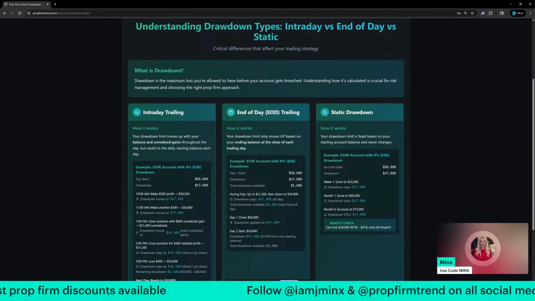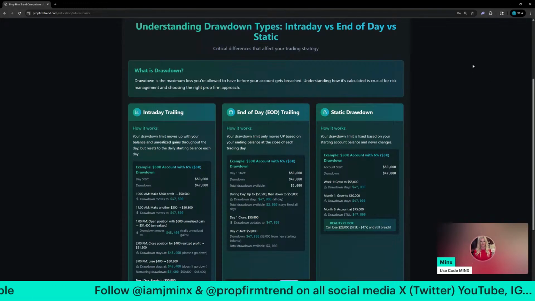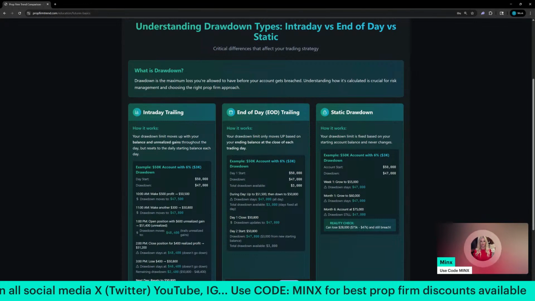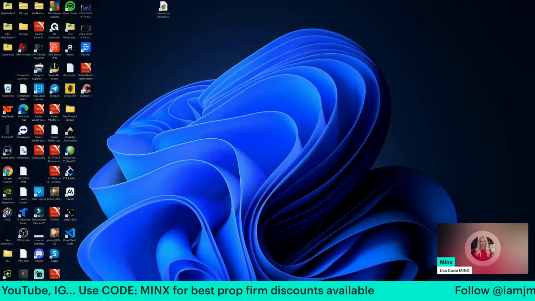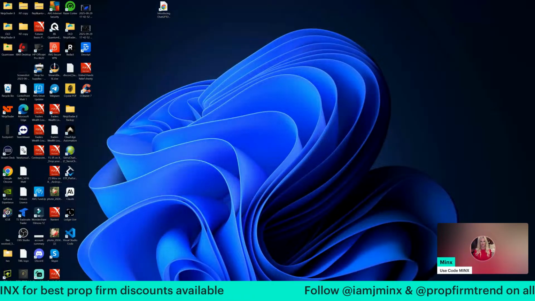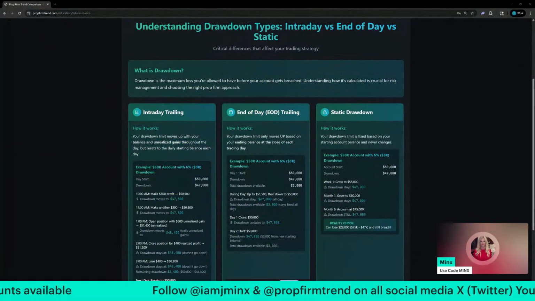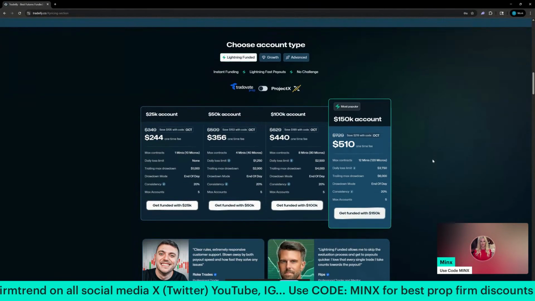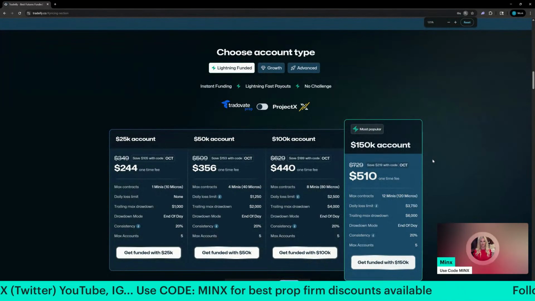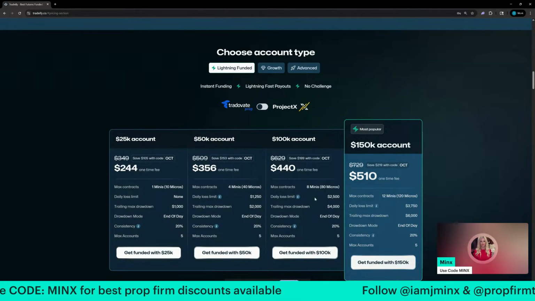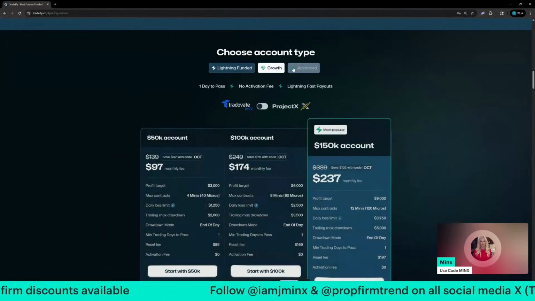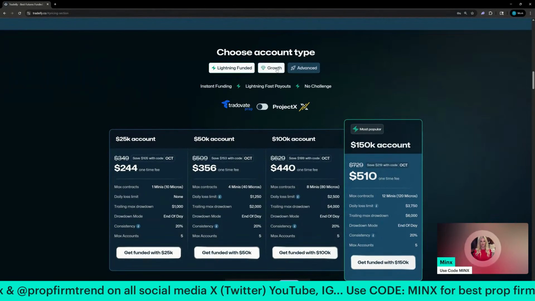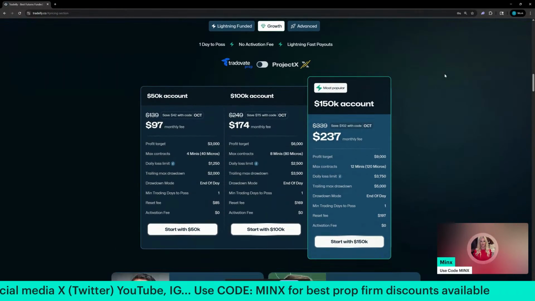So let me show you guys a little bit of a difference so that when I start talking about this, it's going to make sense. Hold on, let me see where. Let's start with Tradeify. Okay. So for Tradeify, if you see up here, Lightning Funded, Growth, Advanced. So some firms have, instead of taking the evaluation, actually, let me talk about the evaluation first. So this is their growth account.